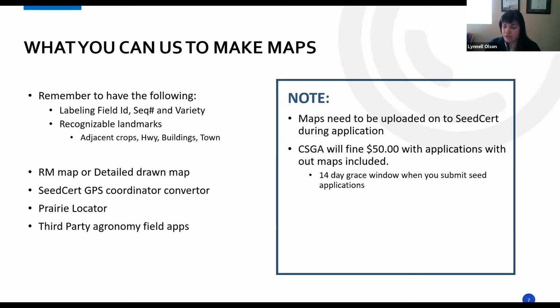So highways are good, and buildings or towns that show the distance. I think those are the key things. So we've seen RM maps or detailed drawn maps, which is really good. You can use the Seed Cert GPS coordinate converter, Prairie Locator app, or any third-party agronomy field apps. Any of these are fine to use as long as you're labeling it correctly and you can see the adjacent crops and how you could get to that field.